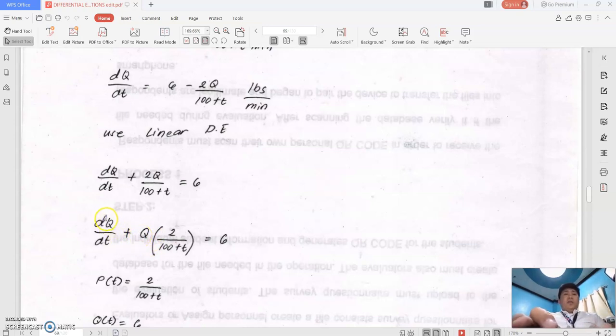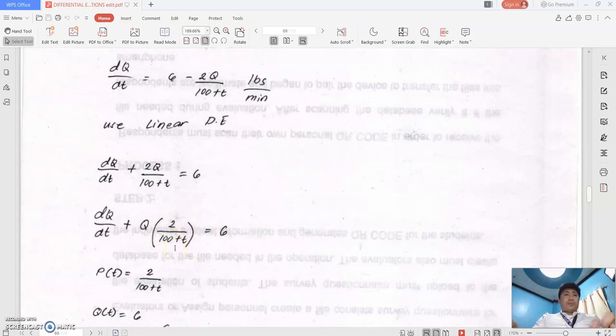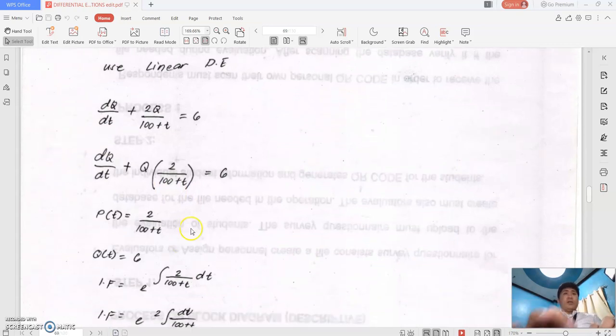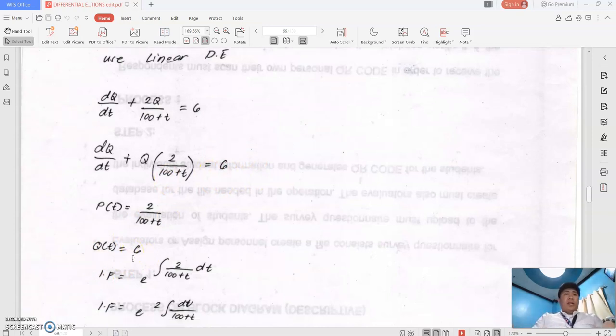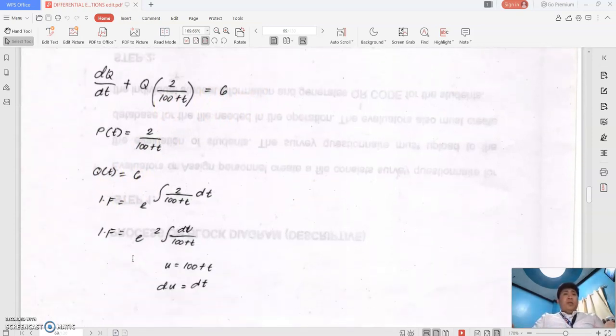So you have dQ over dt. Since we have Q here, separate that one, and we will transform this to our standard form. So this is already our standard form. From here, this one is with variable t, so that's why we name this P of t. So that is 2 over 100 plus t. Since this is P(t), the one that is outside is Q(t).